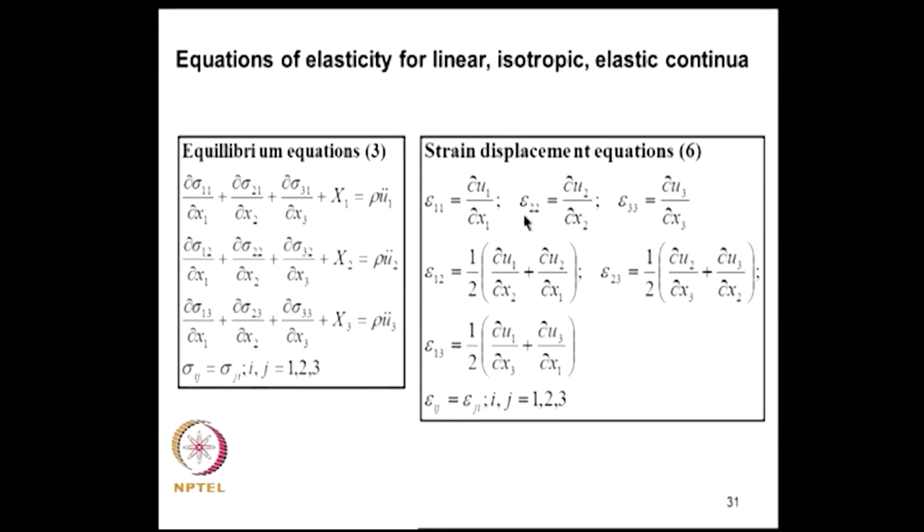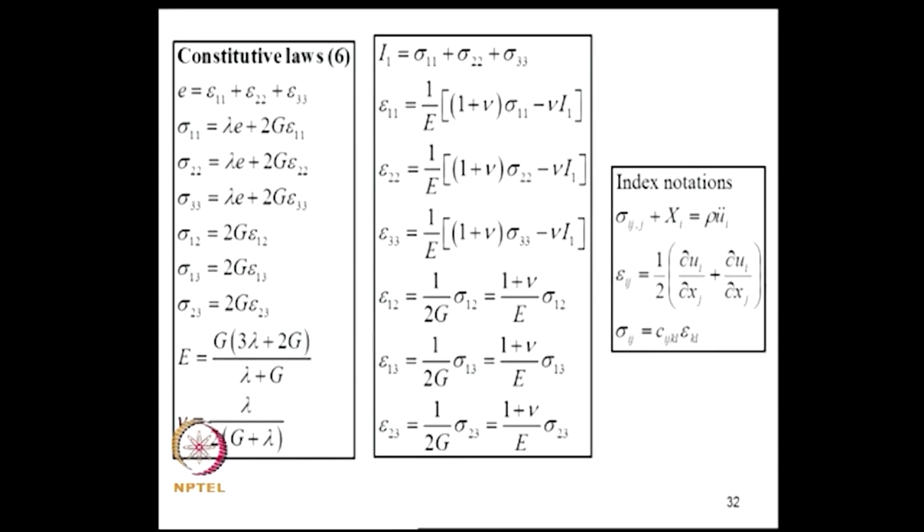Similarly, we have the 6 strain displacement relations as shown here, and as I said we are basically using linear models. So, the strain displacement relation would be linear, and we assume the material is Hookean and also isotropic. Therefore, for the relationship between stress and strain, there will be 6 constitutive laws relating stress and strains, and they are given here. There are 2 elastic constants E and nu, which is Young's modulus and Poisson's ratio, or Lamé's constant and shear modulus. Either we can express stress in terms of strains or strain in terms of stresses.